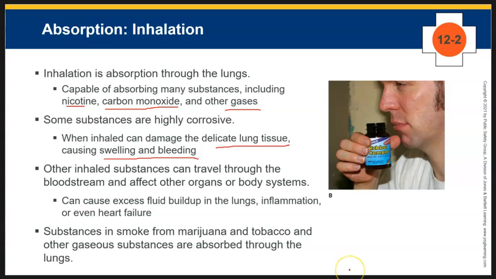And so that could be nicotine, it could be carbon monoxide, other gases that may be poisonous. But also keep in mind, similar to ingestion, we have very delicate tissue lining this respiratory pathway. And so if you inhale a corrosive substance, some sort of fumes, you can damage that tissue and the body's response will be swelling or bleeding. Now, once the substance travels through that inhaled pathway and moves through the alveoli and into the bloodstream, it can then move to other body systems.